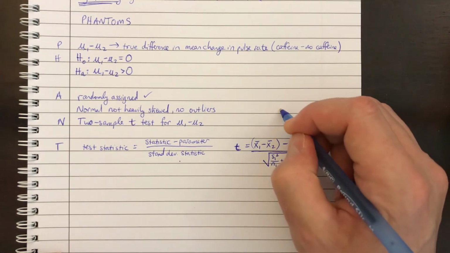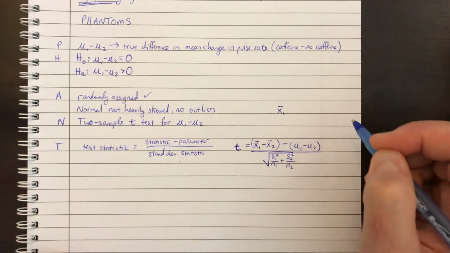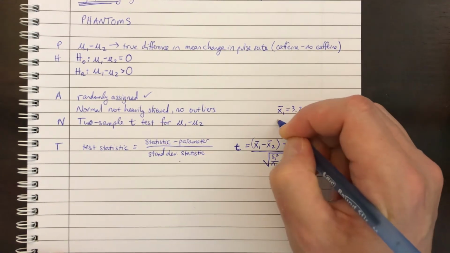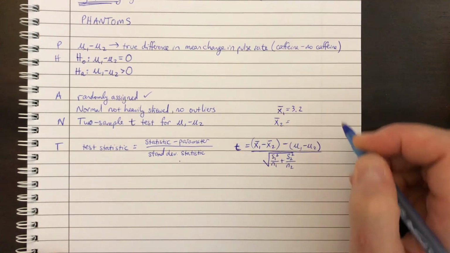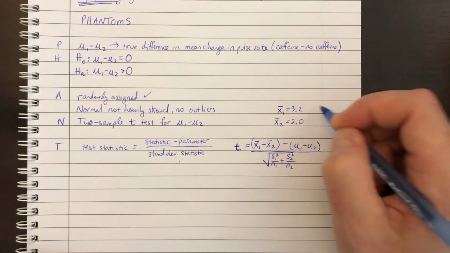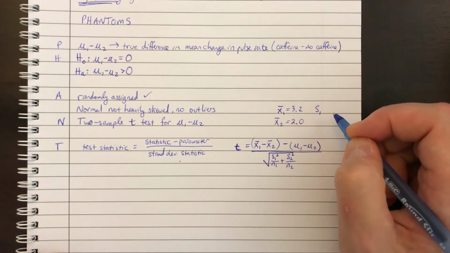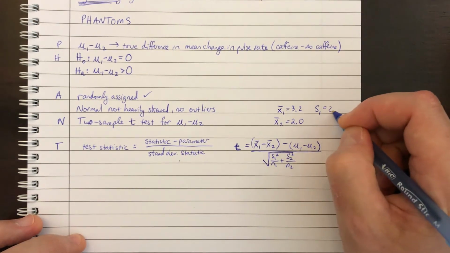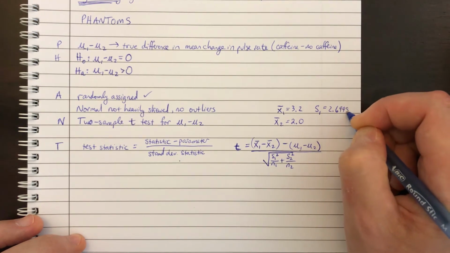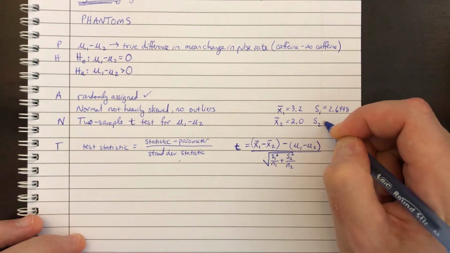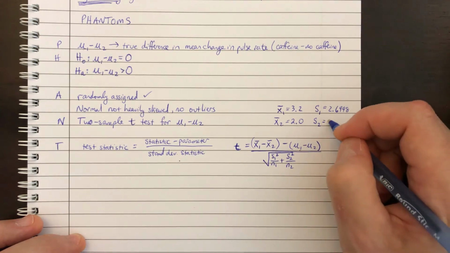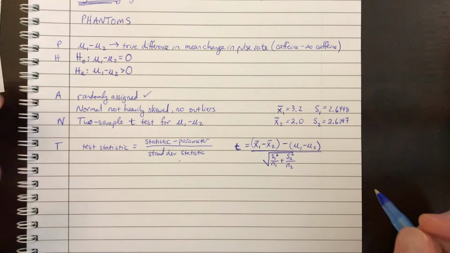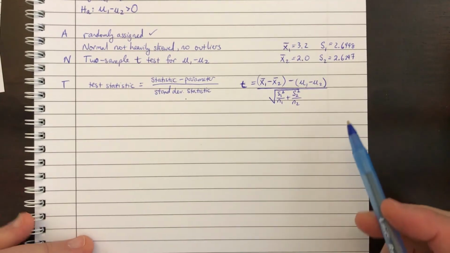And we had the values. I'll just put them up here. So we knew that the mean of the first sample for caffeine was 3.2. The mean of the second sample was 2.0. The sample standard deviation of the first sample was 2.6998. And the standard deviation for the second sample, for those who did not drink caffeine, was 2.6247. So we can go ahead and calculate this now.